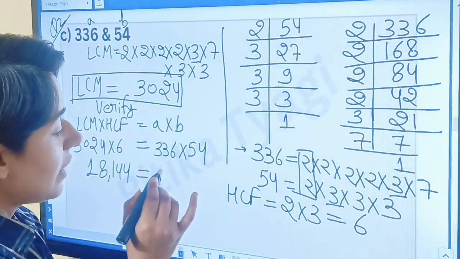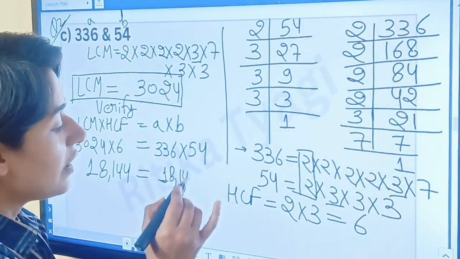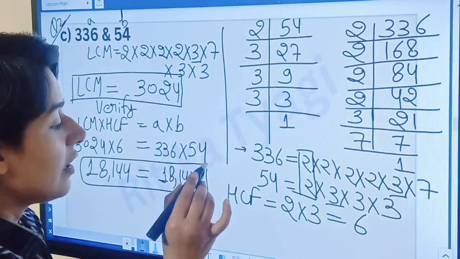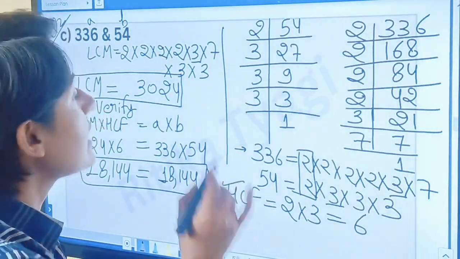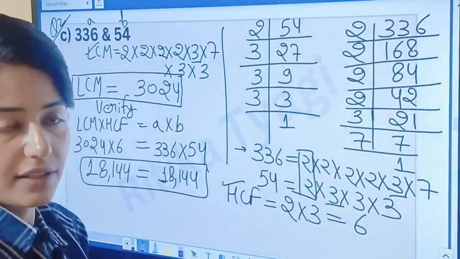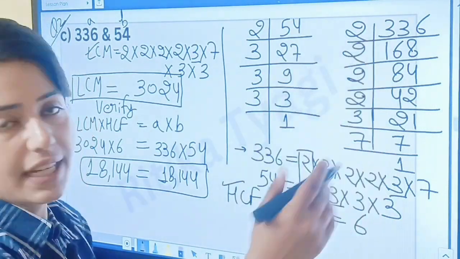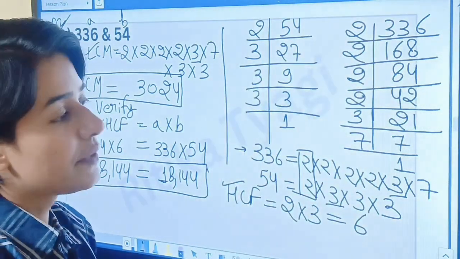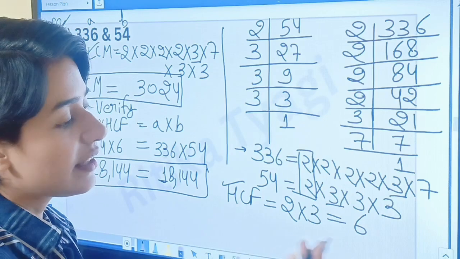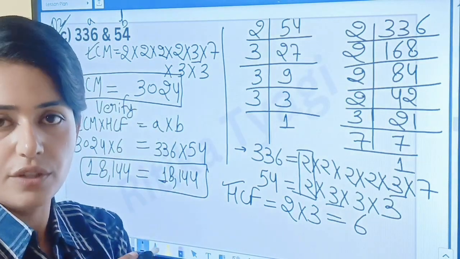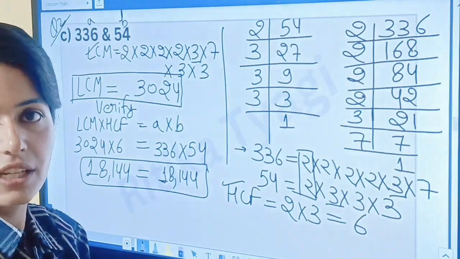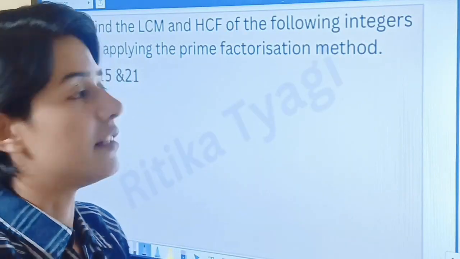18,144. Similarly here 18,144. So here the left hand side is equal to the right hand side. So the answers for SCF and LCM are correct. Here we have factorized 336 and 54, on factorizing we get their SCF, which is 6, and found their LCM, that is 3024, and then verified the relation. Let us solve question number 3.